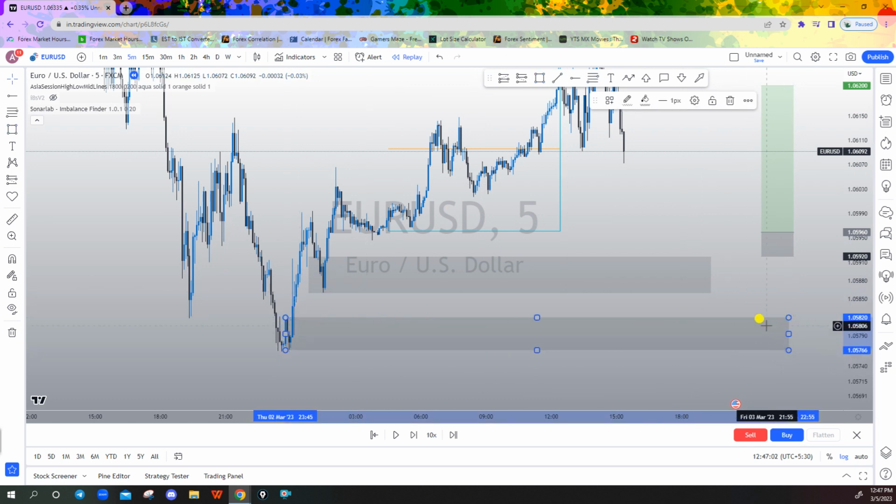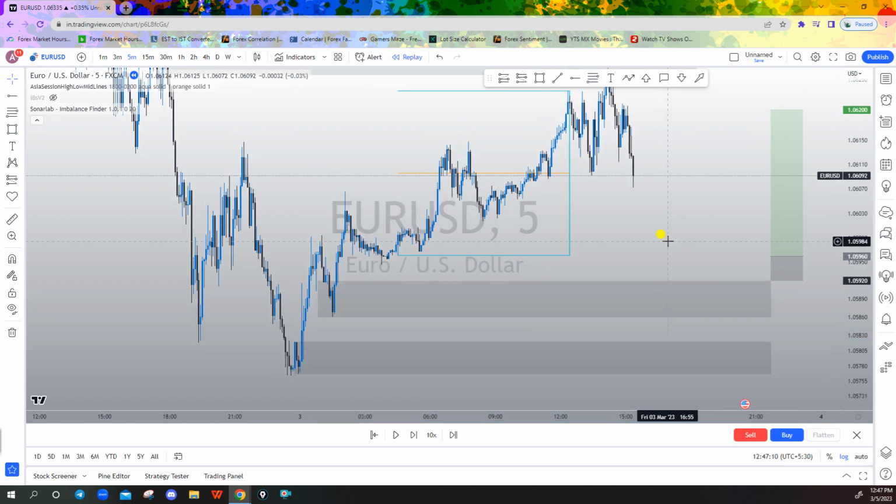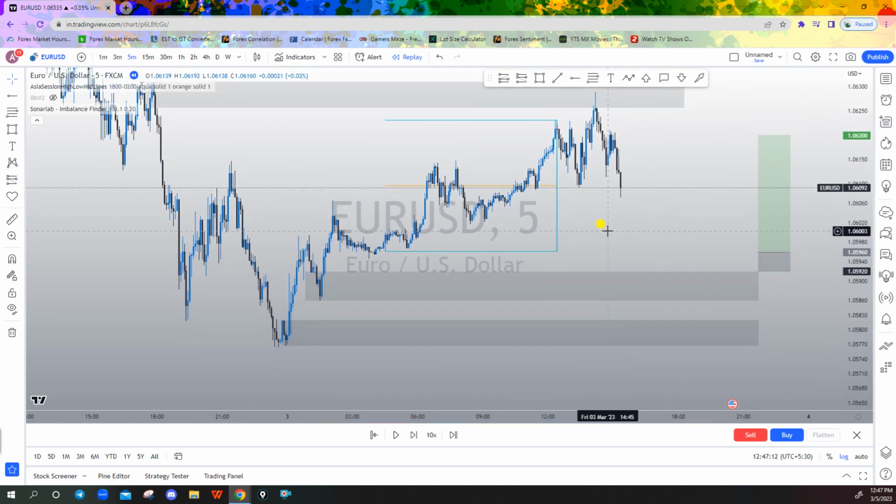So always what you have to look for is, when there is an order block, make sure that there is a fair value gap and liquidity resting above, and a fair value gap which is supporting that point, right?